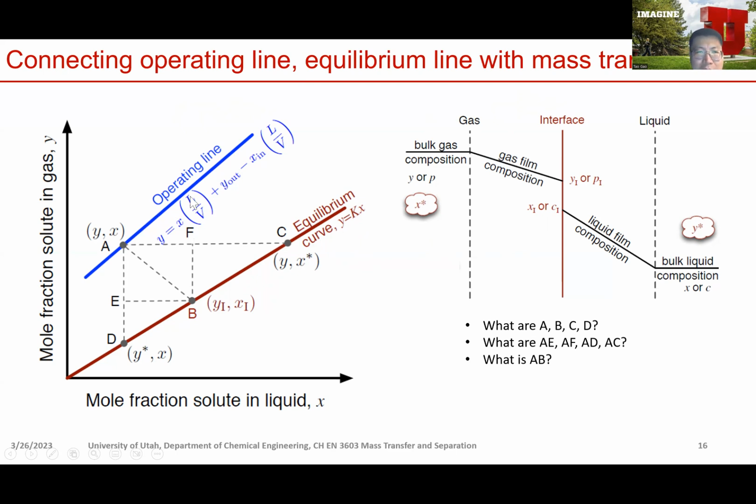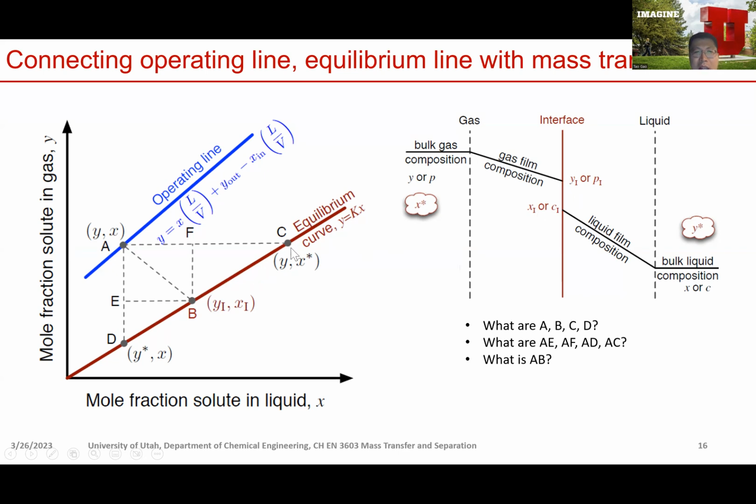A sits on the operating line. That means it is the bulk composition of the gas and the liquid phase at any location in a packed tower. Then B, C, and D sit on the equilibrium line, which means they satisfy the equilibrium constraint. Point B refers to the gas and liquid phase compositions at the interface, so they are in equilibrium with each other. That's basically Y_i and X_i here.